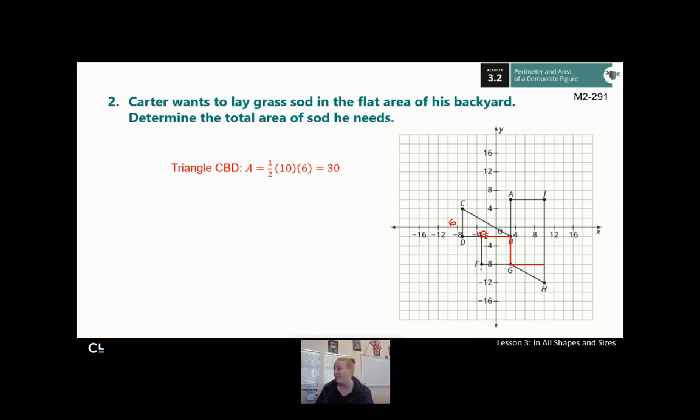Again, let's just figure out base times height, right? So 1, 2, 3, 4, 5, 6. It looks like I've got this side is 6. And I think we did this one earlier, right? 2, 4, 6. Yeah, we did that one earlier. So to find the area of this little guy, what we're calling EFGB, we're just going to do base times height. So 6 times 6, which is 36.